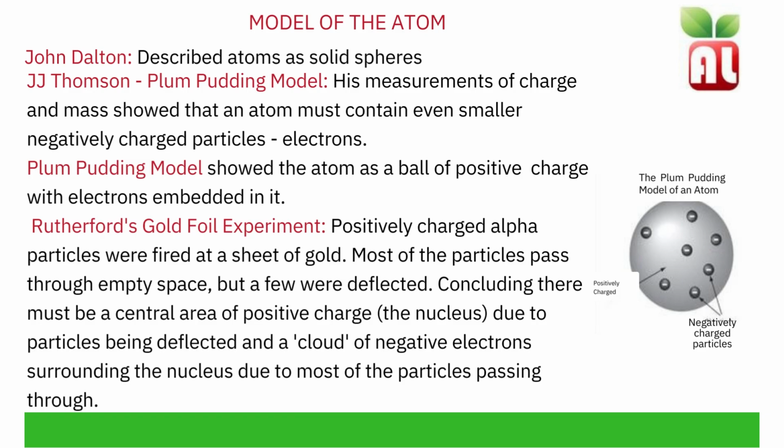Later, Rutherford developed a gold foil experiment. Positively charged alpha particles were fired at a sheet of gold. Most of the particles passed through empty space, but a few were deflected, concluding there must be a central area of positive charge, now known as the nucleus, due to particles being deflected, and a cloud of negative electrons surrounding the nucleus due to most of the particles passing straight through.